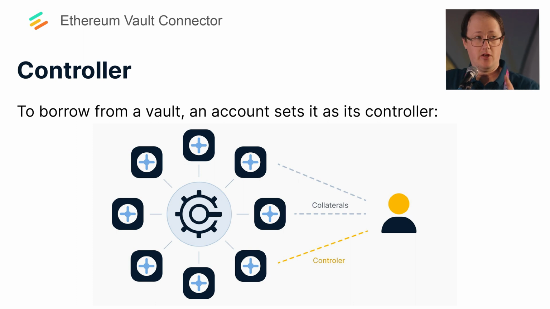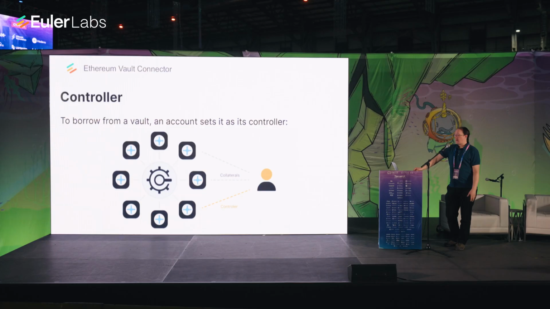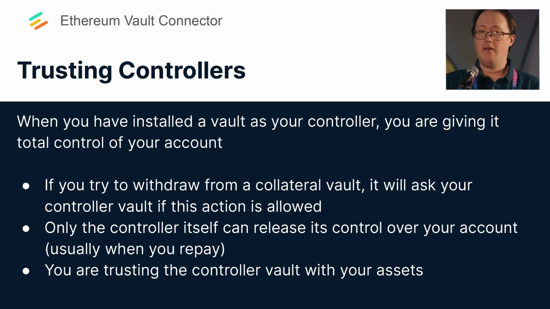An account can only have one controller. Okay, this is an important property for a lot of reasons, but it will usually be the vault that you're about to create a borrow for. Okay, so after you set up your collaterals and associate them in the EVC, you now select a controller, and that's tracked for you in the EVC as well. And the important thing is that when you have selected a vault as a controller, you are giving over control of your account to the vault, okay?